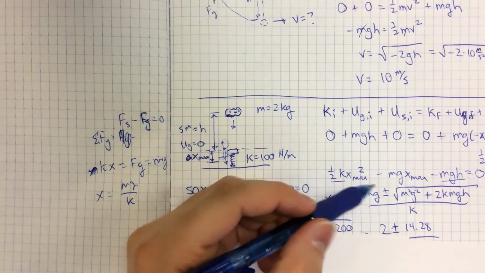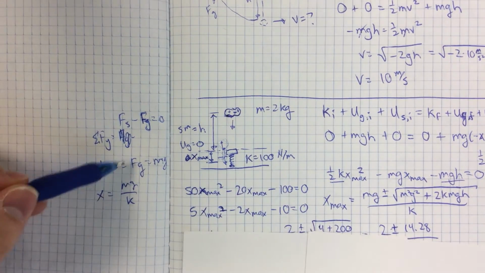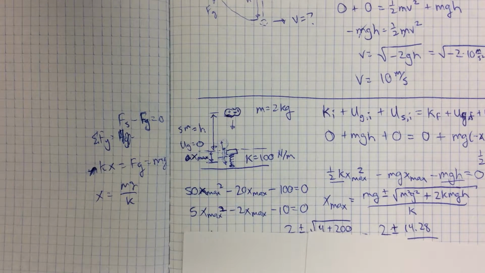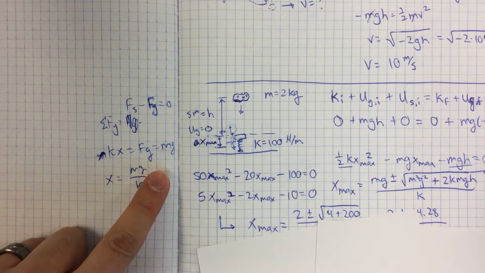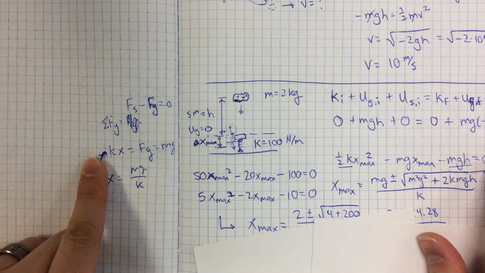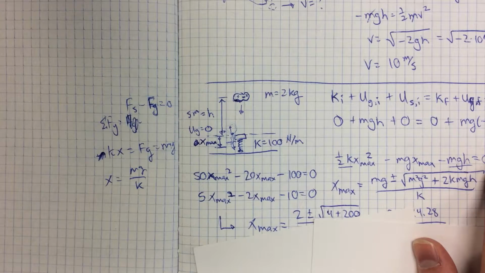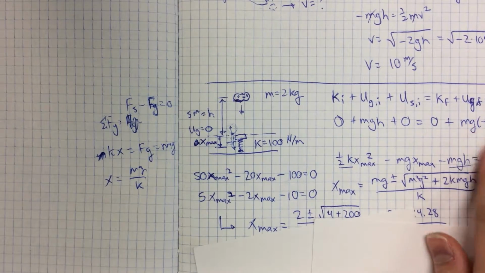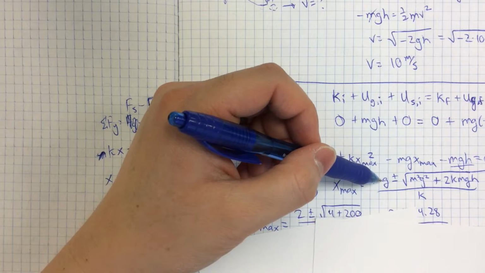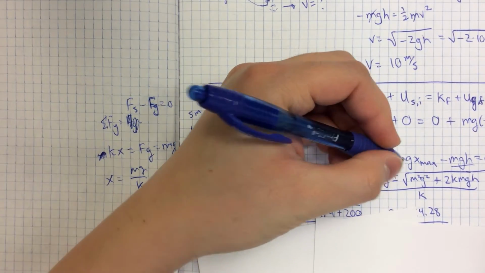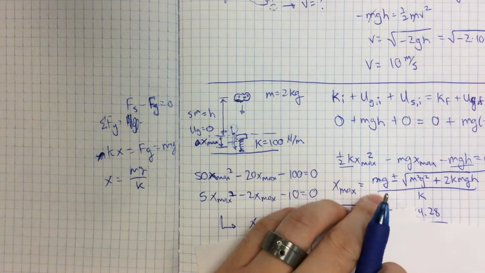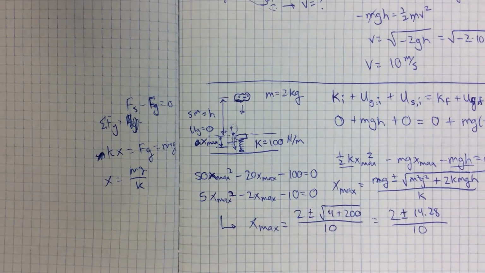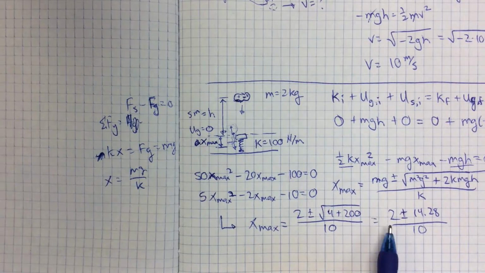I think it's really interesting that this mg over k showed up without ever using Hooke's law, right? Nowhere in here did I use some sort of kx equals mg. But it's actually inherent in the fact that 1/2 kx squared was derived from kx. I don't know, it's kind of neat. I always think it's interesting when calculus shows up in not-calculus things, because calculus is everywhere.